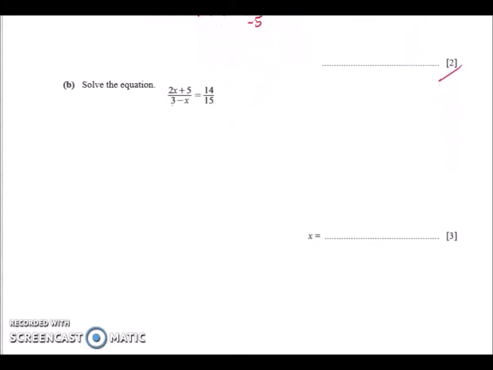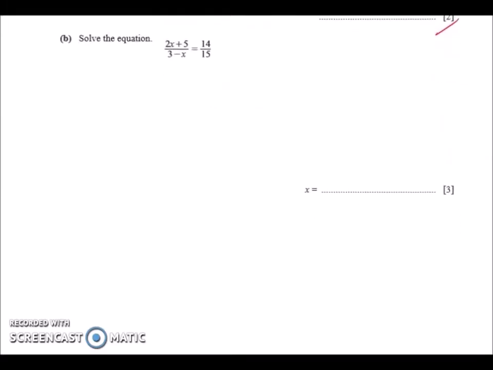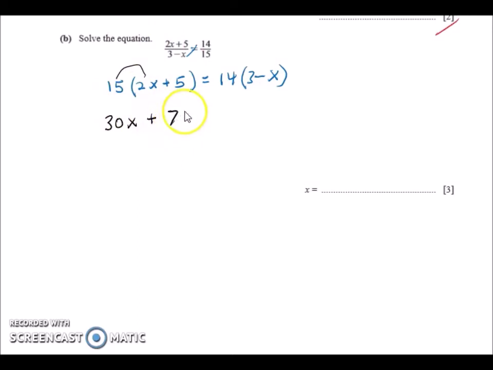This is solve the equation. So I move it a bit up. Here we have to do a cross multiplication. We cross multiply, so you'll be getting 15 times 2x plus 5, and 14 multiplied by 3 minus x. We expand inside, so we'll be getting 30x plus 75 on one side, and same goes to the other side.